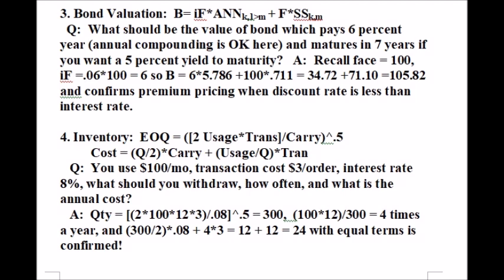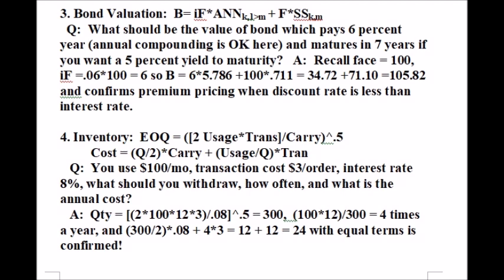Well, plugging into King Tut overseas, we have 2 times 100. Remember, it's times a month, so we're going to annualize it by multiplying times those 12 months, times the transaction cost per order of $3, divided by 8% as a decimal, 0.08. Take the square root of that whole thing, and you get 300. Well, how many trips would that be a year?